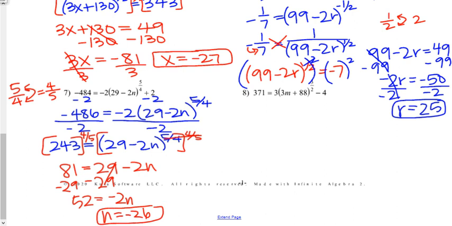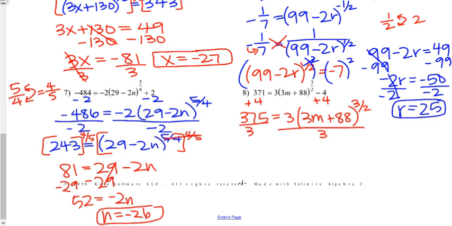All right, last one. I'm going to start by adding 4 to both sides. So I get 375 equals 3 times (3m plus 88) to the power of 3 over 2. All right, one more thing I have to do to isolate, divide by 3 on both sides. I get 125 equals, in parentheses, 3m plus 88 to the power of 3 over 2.